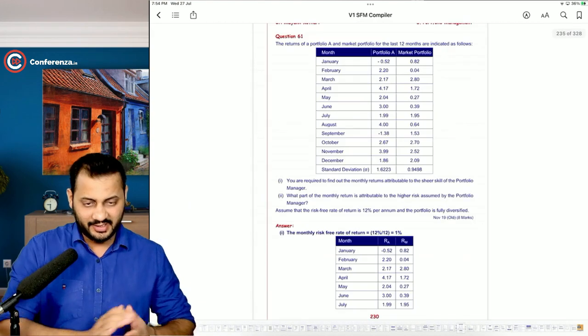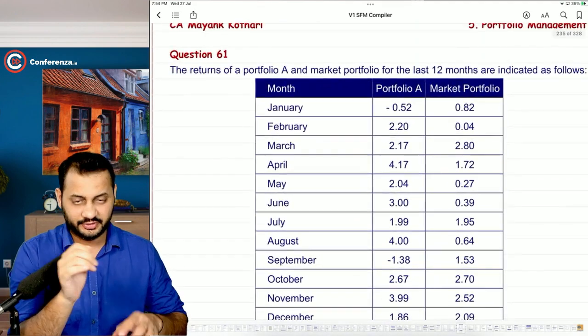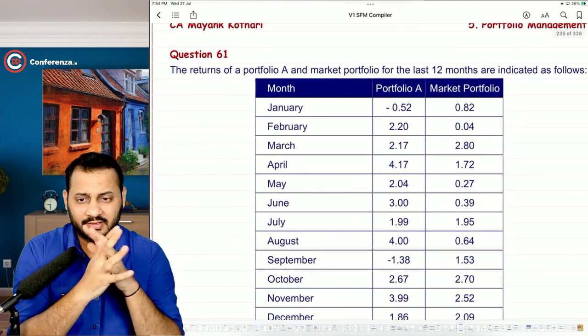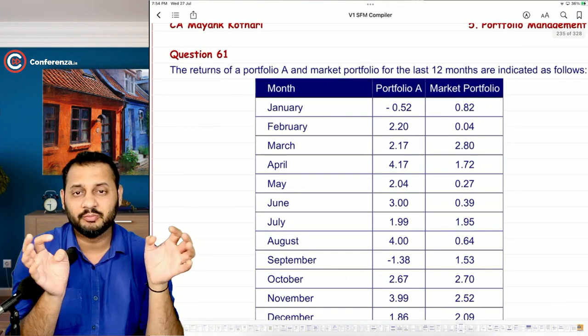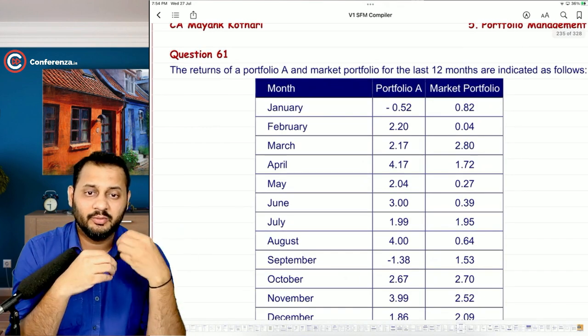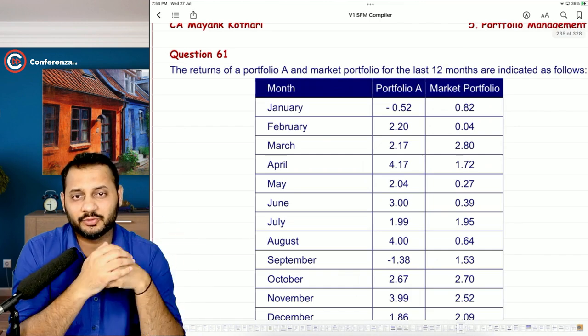So yeah, welcome back, and after the break, this is going to be question number 61. That's, I think, the only question left in this entire chapter. Let's complete that, and it's very easy now since you have completed all the other things. Now it will be very easy for me to explain this question to you.